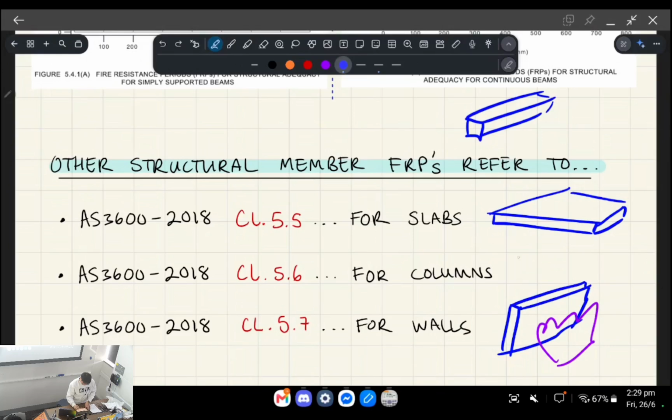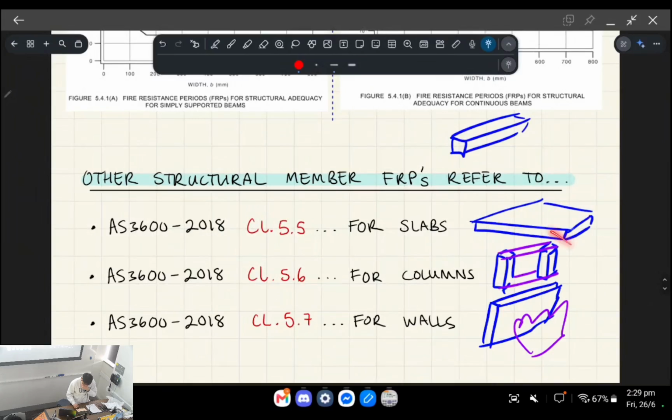So the idea with a column, and the wording in the code is for columns used in a firewall, the idea is that, yeah, you've got these columns, but if there's essentially a non-structural wall linking these columns together, it behaves like how you would design a structural wall in terms of the fact that all 3 of these require some consideration for insulation. Yes?